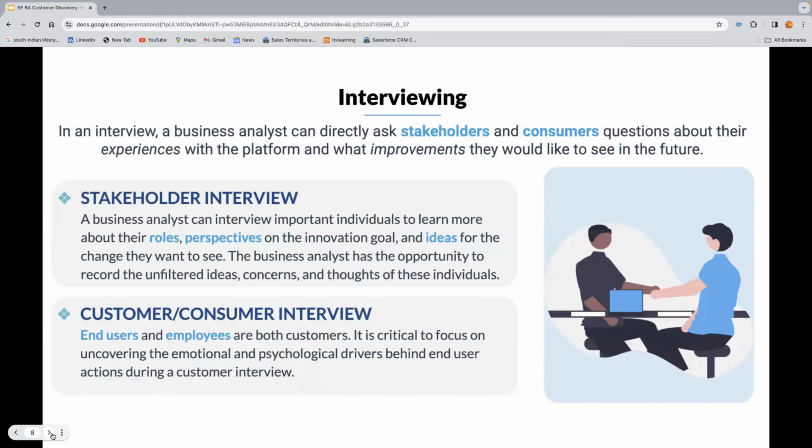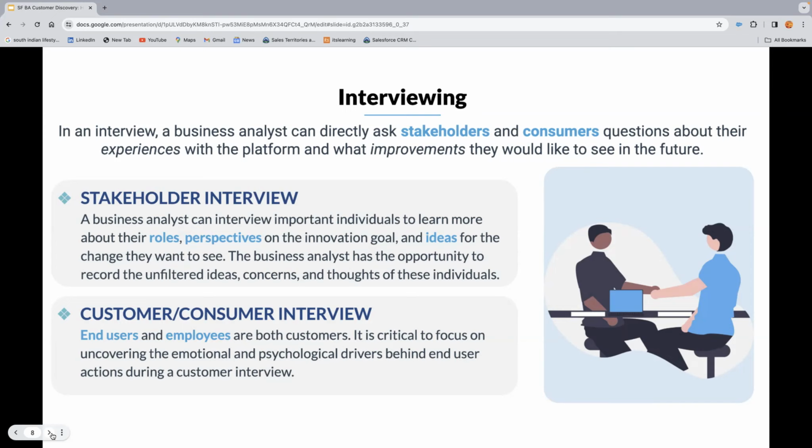Interviewing. In an interview, a business analyst can directly ask stakeholders and customers questions about their experience with the platform and what improvements they would like to see in the future. Stakeholder interviews. A business analyst can interview important individuals to learn more about their roles, perspective on the innovation goals, and ideas for the change they want to see. The business analyst has the opportunity to record the unfiltered ideas, concerns, and thoughts of these individuals.